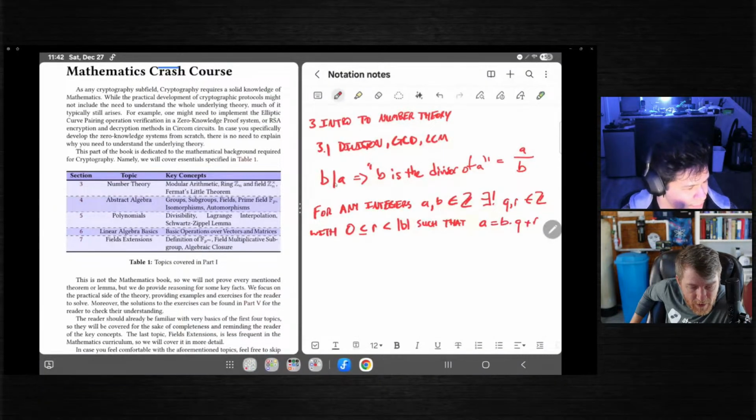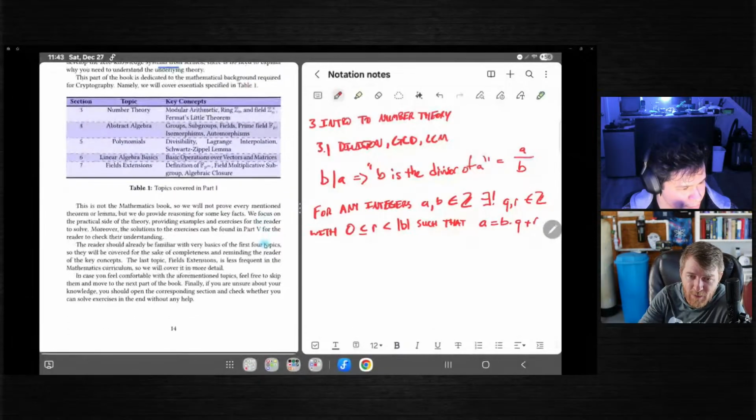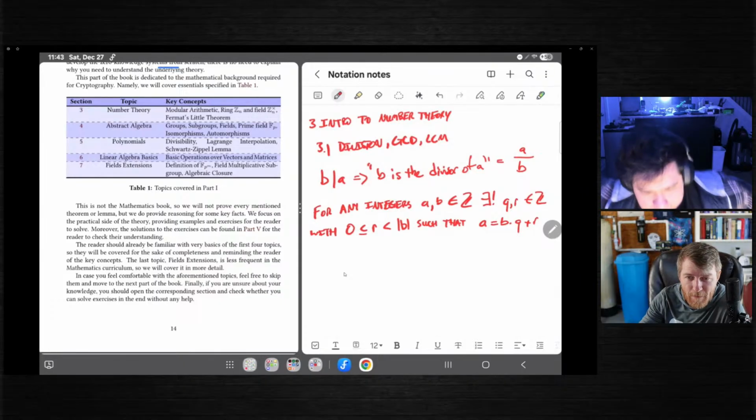Section 6, linear algebra basics. This is a strong suit of mine: basic operations over vectors and matrices. Section 7, field extensions: definitions of F_p^m, field multiplicative subgroup, and algebraic closure. So we're all going to learn that. Not today. We're probably going to go through like 10 pages today, right? We'll figure it out. That's our goal. Yep, 10 pages an episode where we yell at each other about what's wrong and what's right.